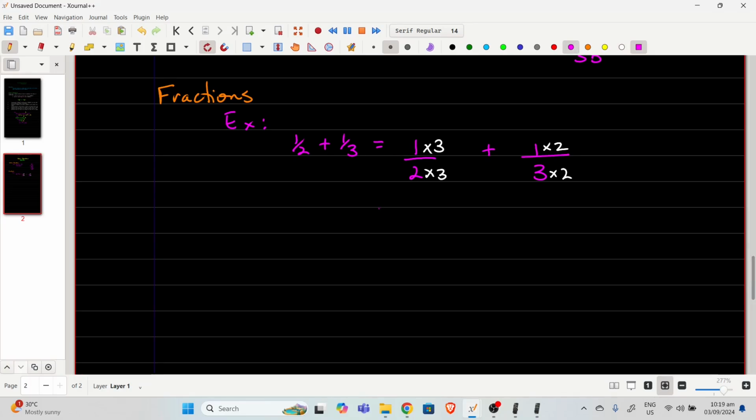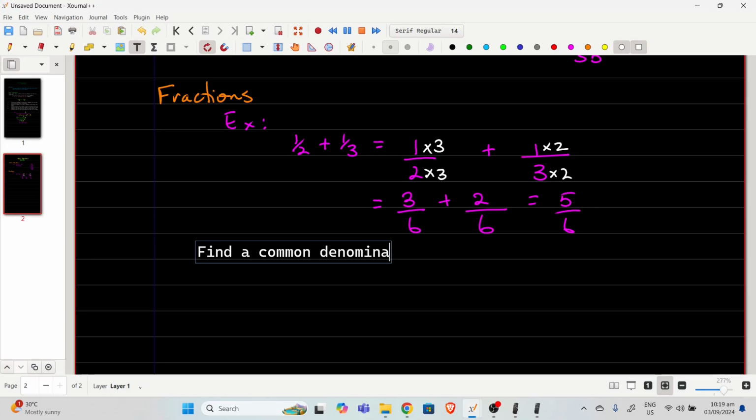Now, once I have that, 1 by 3 on top is 3, and 2 by 3 on the underneath is 6, plus 1 by 2 on top is 2, and 3 by 2 is 6. This gives me 5/6, and that's the answer for the fraction. So what you're going to do when you're solving fractions is you're going to find a common denominator, then add the numerators. Right? That's what you're going to do when it comes to the addition of fractions.